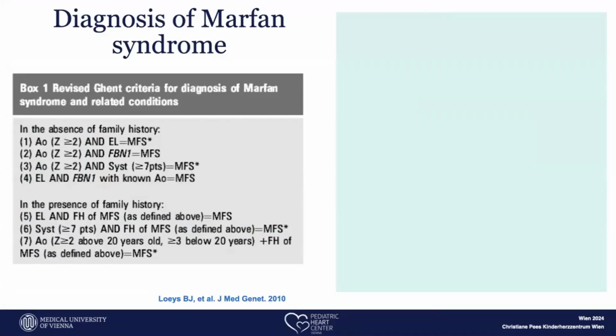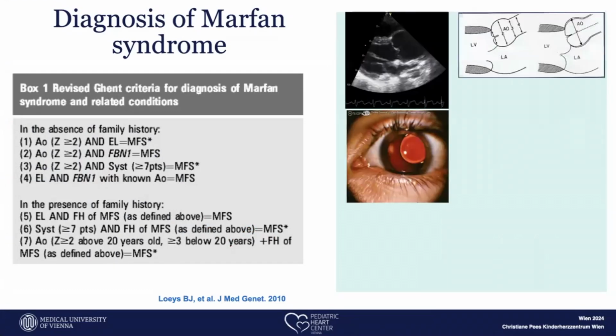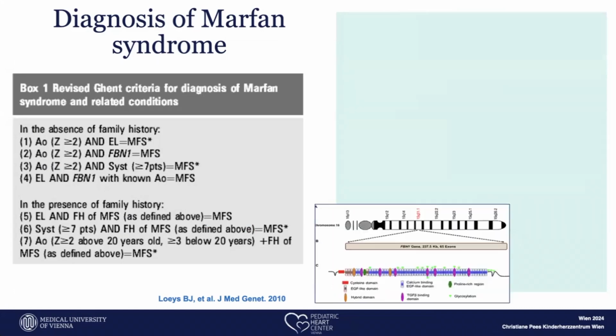I will just go briefly to the diagnosis of Marfan syndrome. We do have different combinations. Either you have aortic root disease, or we have a combination of aortic disease and ectopia lentis, or you have a combination of the aorta and the systemic score, or the third, it would be aortic root dilatation and the fibrillin 1 mutation. It would be a little bit easier if you have a family history of Marfan's disease, so you can just confirm the genetic results.